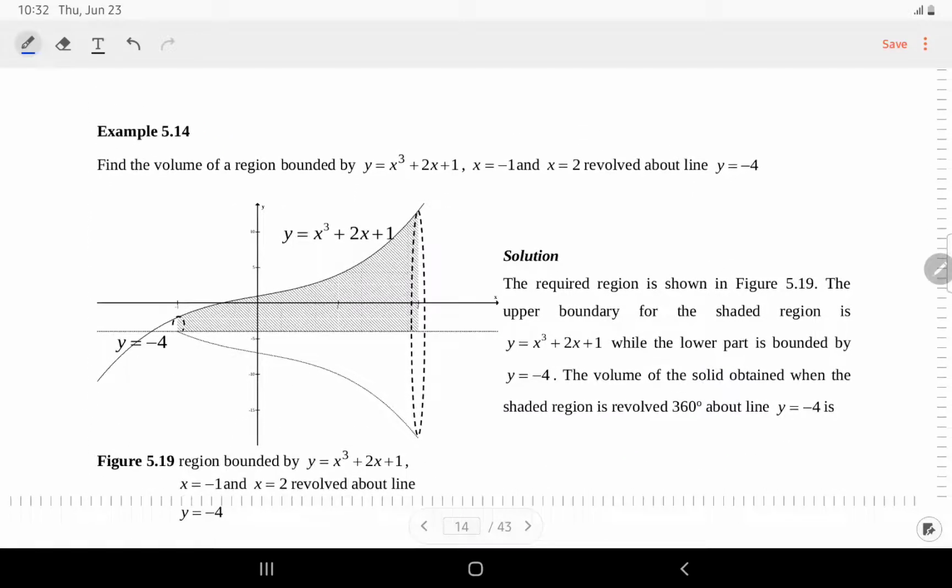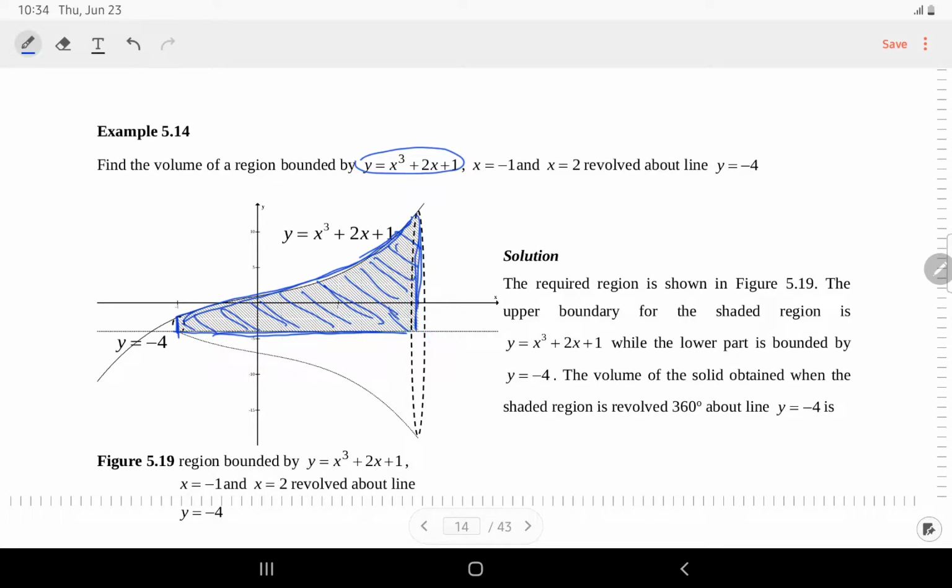Okay, next example. Okay, so this time the region is bounded by this equation. Yang ni dia bounded by this one, this curve. And it is bounded by x equals -1. So, x equal -1 kat sini. X equals 2 right here. And line y equals -4. -4 is right here. So, y equal -4 yang ni lah. Okay, line dia. So, this is the bounded shaded region.